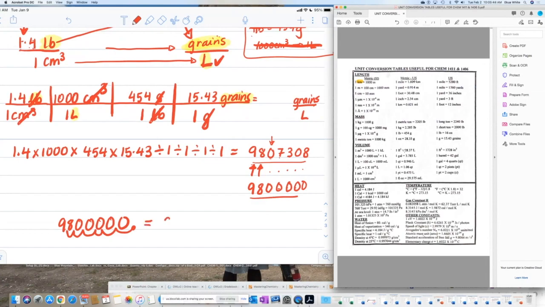So I write 9.8, I can drop off the remaining zero, times 10 power. I move 6 spaces, so 6, and leave it as is. Don't put a negative because this number is smaller than the original number. So just like that, 9.8 times 10 power 6. And that's my answer. So you see, I made sure the units were correct before I did any math.